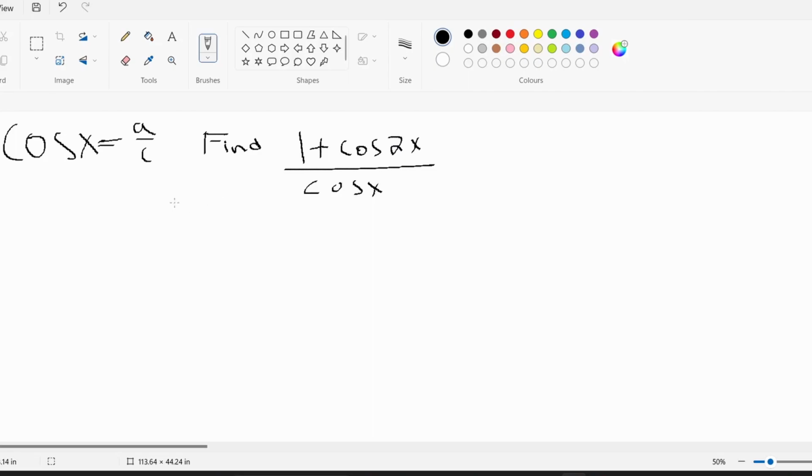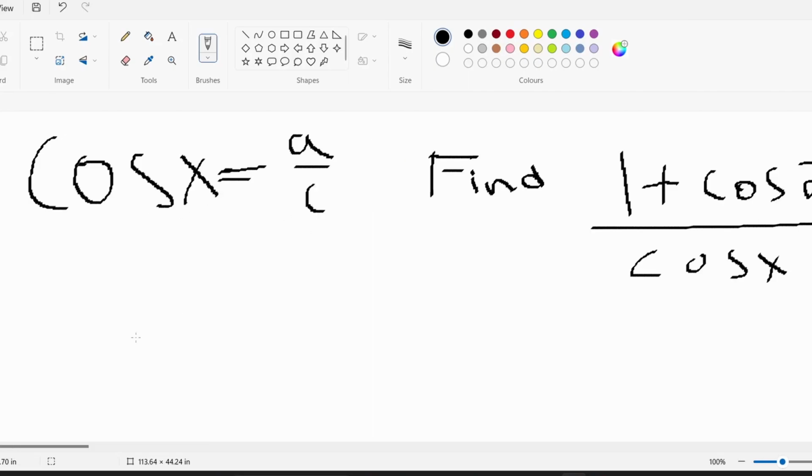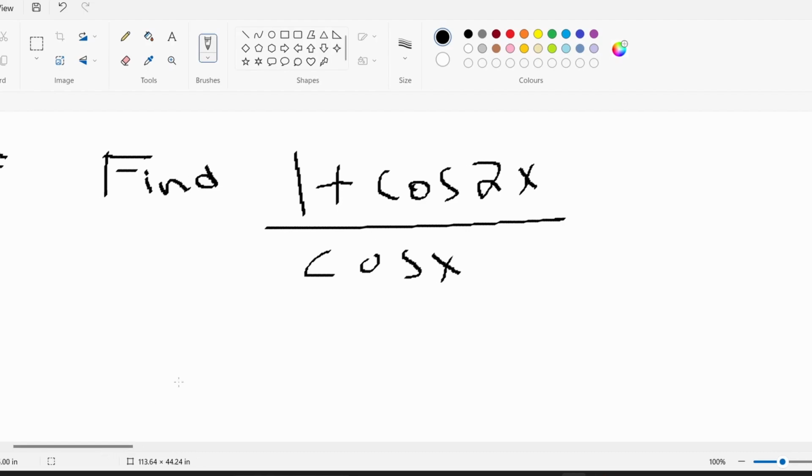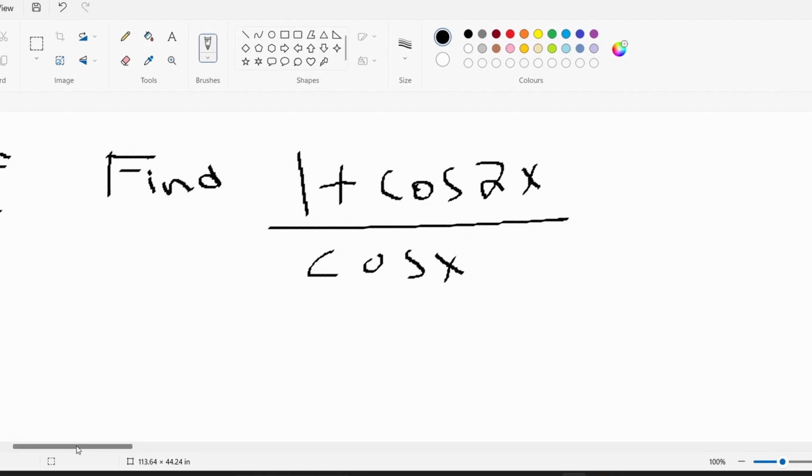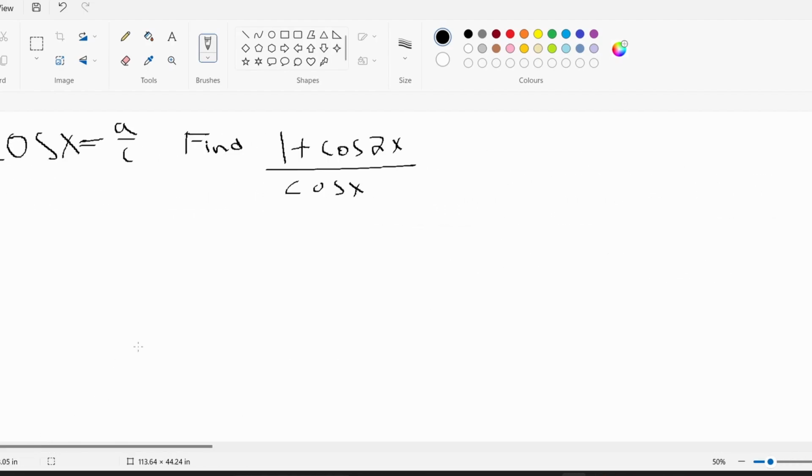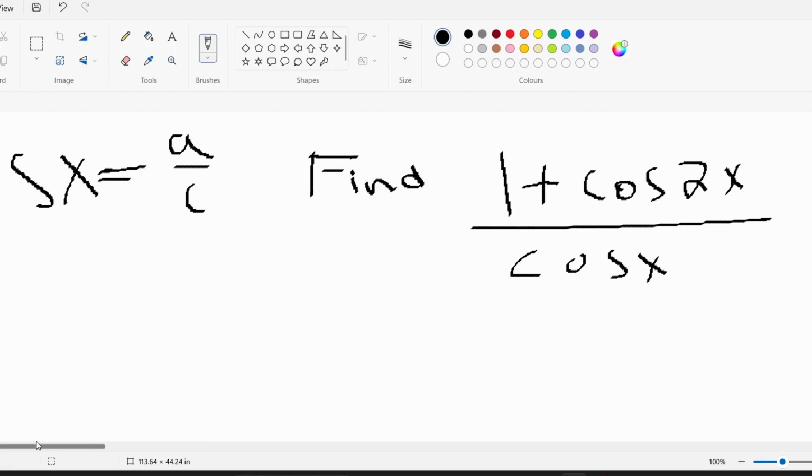Doing some more math. We are given cos x equals a over c. We're going to find what (1 plus cos 2x) over cos x equals. Now there are multiple ways. I'll show you two ways. I'll just hint to the third way that you can try by yourself.